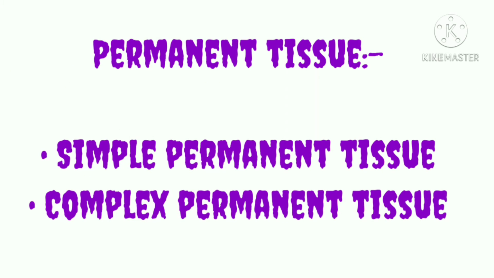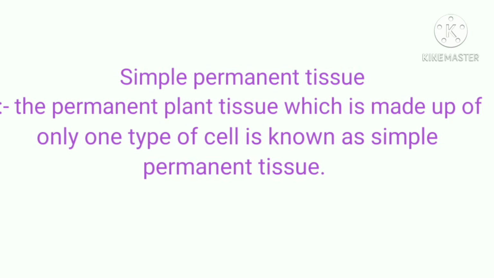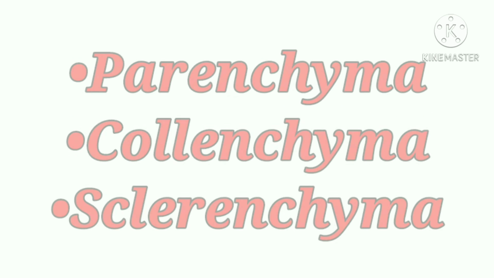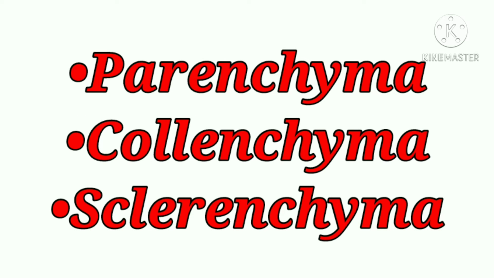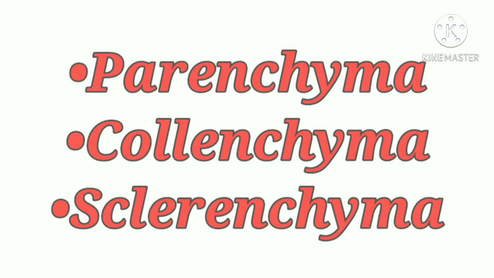Now permanent tissues. Permanent tissues is again of two types, simple permanent tissues and complex permanent tissues. Now first we will understand what are simple permanent tissues. Simple permanent tissues are those plant tissues which are made up of only one type of cells. Now there are three types of simple permanent tissues, parenchyma, collenchyma and sclerenchyma. Now one by one we will understand all these three types.